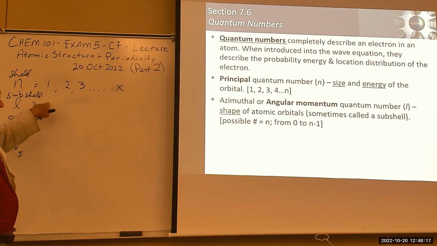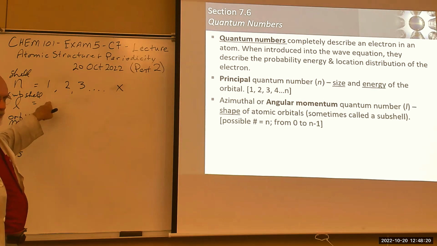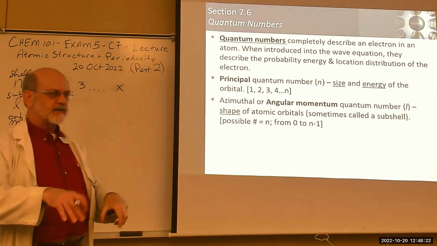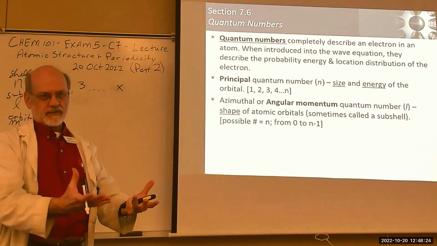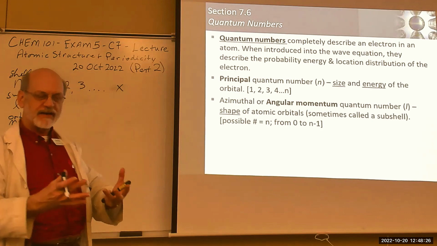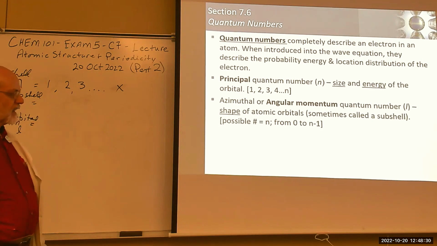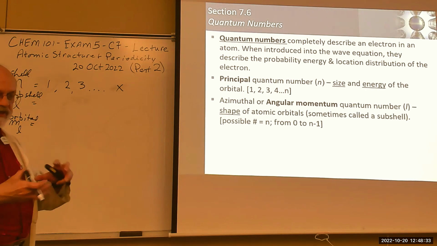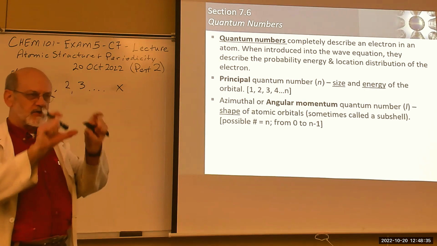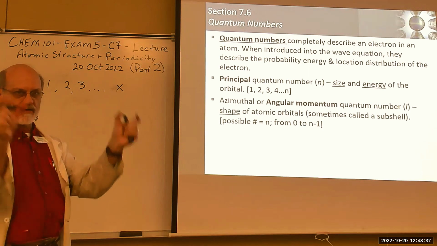This one, the angular momentum, has to do with the shape. So is it generally spherical in shape? The probability of finding an electron will be in a spherical location. And it doesn't have to be spherical in terms of a solid ball. It can be spherical in terms of a shell around the electron.